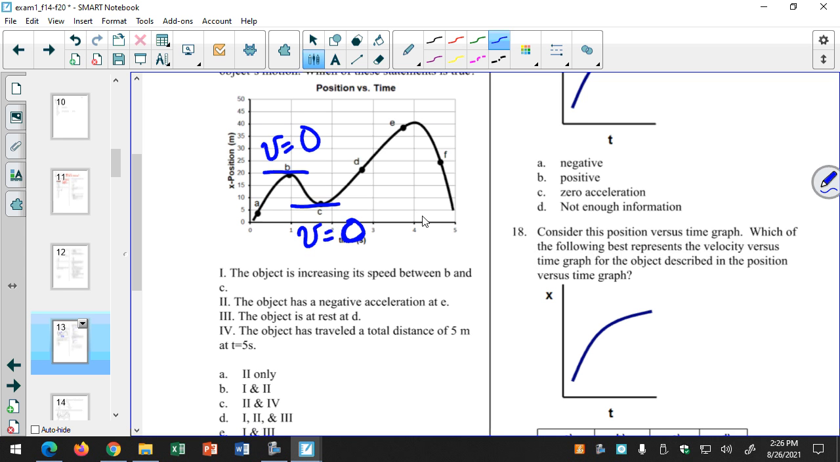That means that this object is not increasing its speed. In fact, it starts at 0, then the slope of that line gets steep, but then it goes back to 0. So it's traveling, it has 0 speed, it speeds up, and then it slows down again, and then it stops between B and C. So this first statement is not entirely true. It does increase its speed, but then it slows down again.